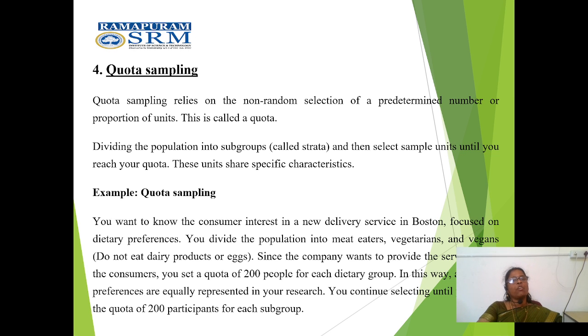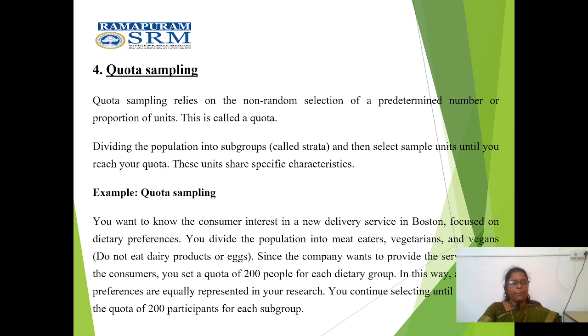Last one, quota sampling. Quota sampling relies on the non-random selection of a predetermined number or proportion of units. This is called a quota. Dividing the population into subgroups called strata and then select sample units until you reach your quota. These units share specific characteristics.